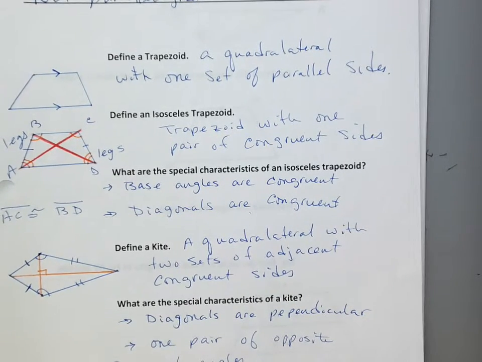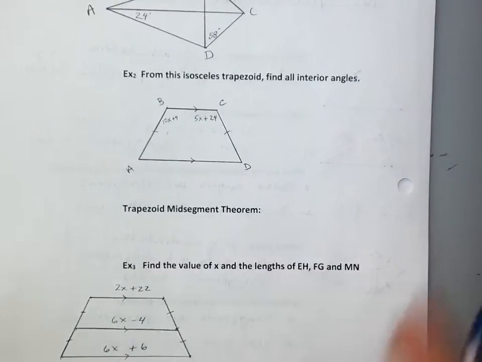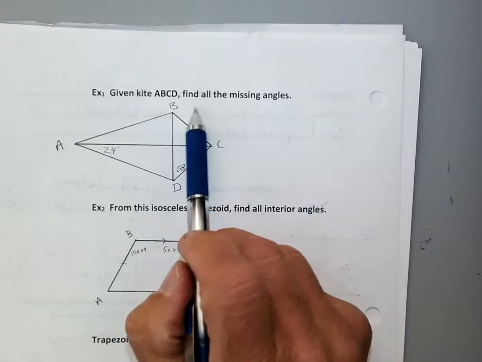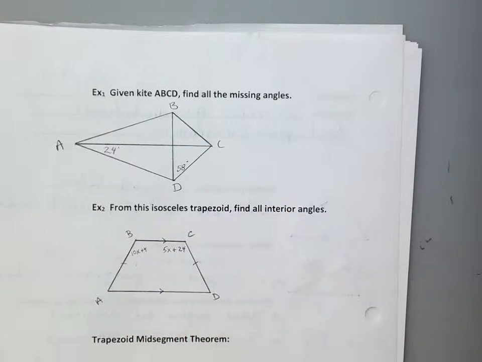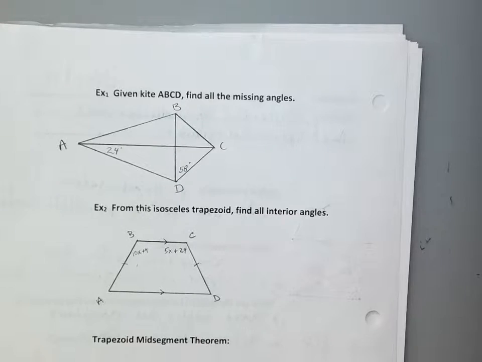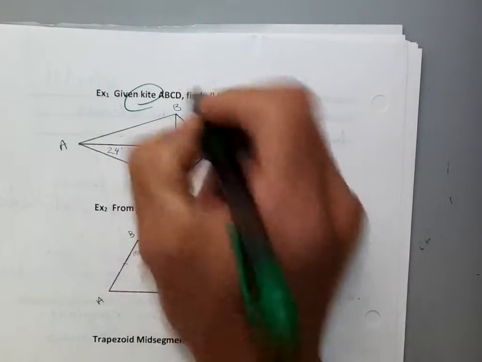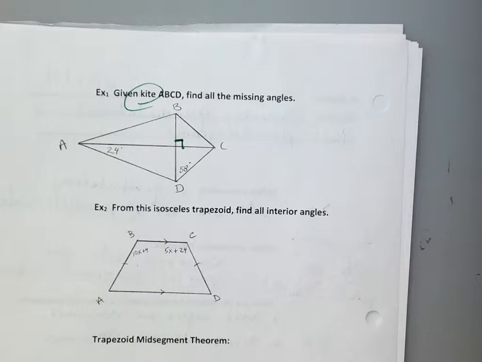All right, I'll give you a second, and I'll flip the page. There we go. All right, now, example 1. In kite ABCD, find all the missing angles. We can do this, right? First of all, before I even start on this problem, I'm going to put right here 90 degrees, because if it's a kite, it's perpendicular. That's going to help me with this quite a bit, okay?